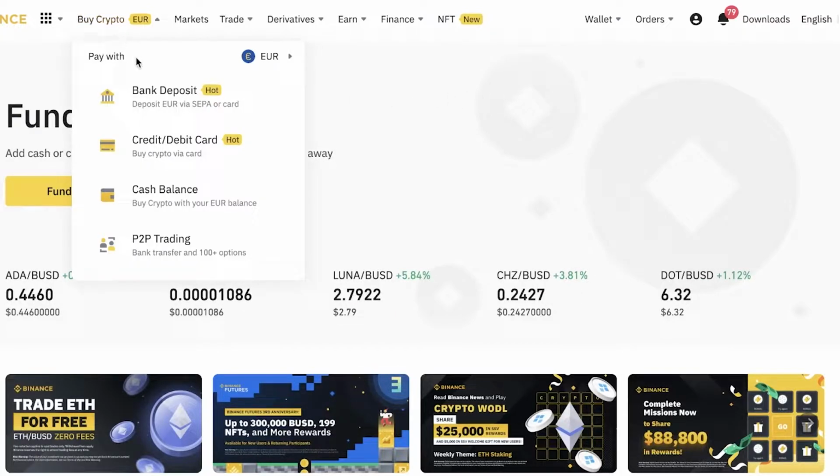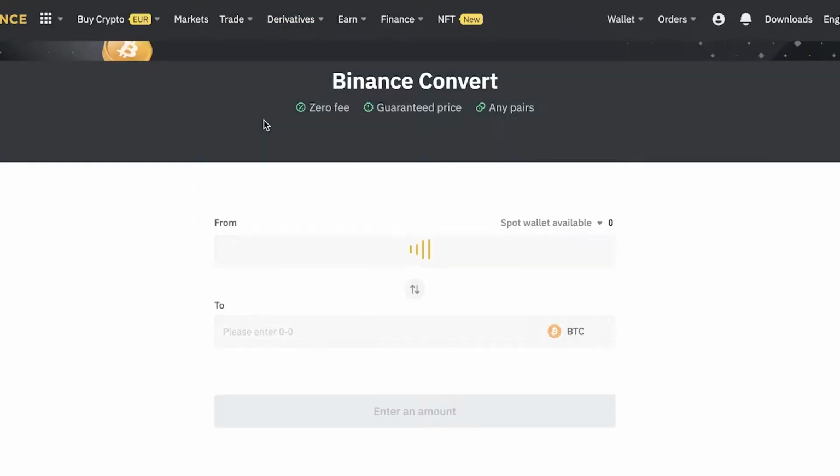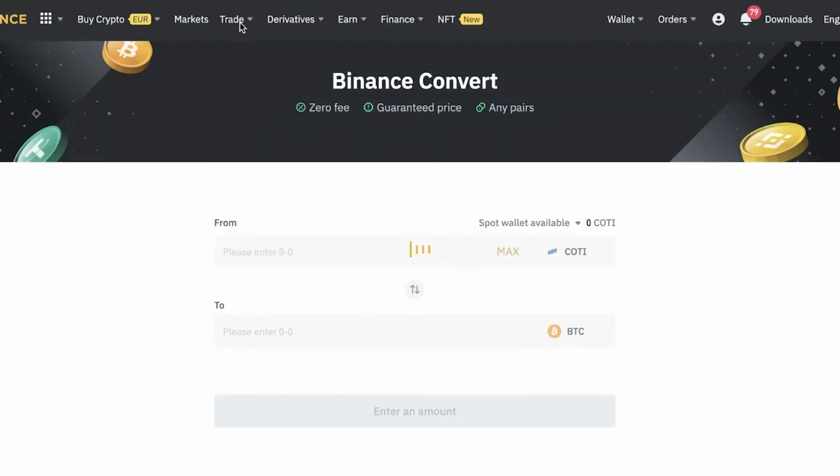Now with Binance, you can see if you go into their buy crypto section, there are four basic ways you can buy crypto. You can do a simple cash deposit as well as a credit or debit card, a cash balance, or person-to-person trading. Now, these are some of the basic ways that you can directly buy any crypto token of your choice. Next up, you have their trade features. So from here, you can open up the Binance trading section and begin trading.